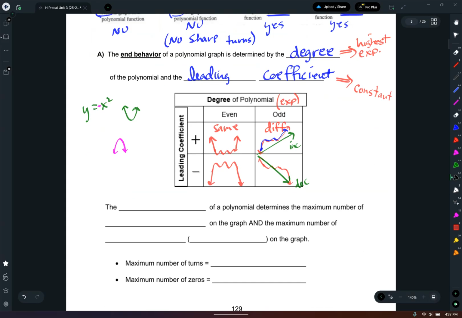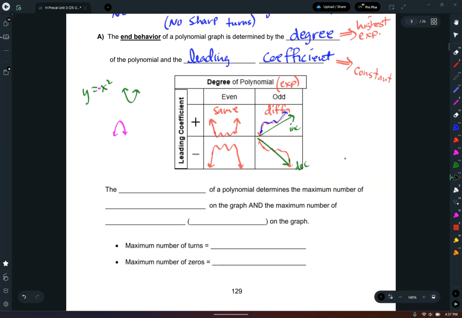The other thing we learned about, so if we put some things together, we know that the degree of the polynomial determines the maximum number of turns on a graph, and it also determines the maximum number of zeros. And remember, another name for the zeros is the x-intercepts. So the degree tells us a lot about a graph. It tells us about the end behavior, but it also tells us even more.